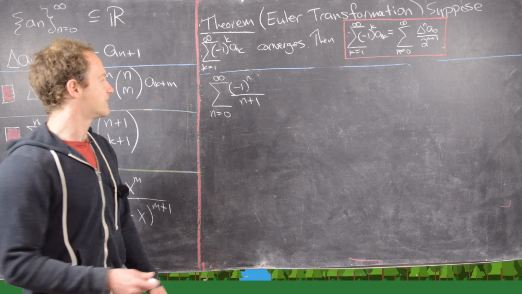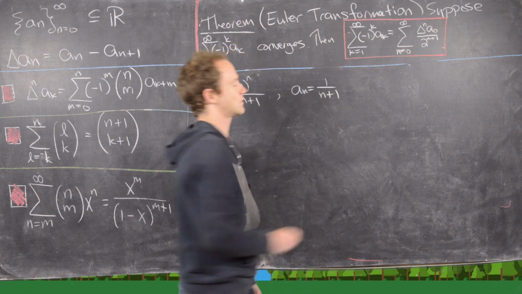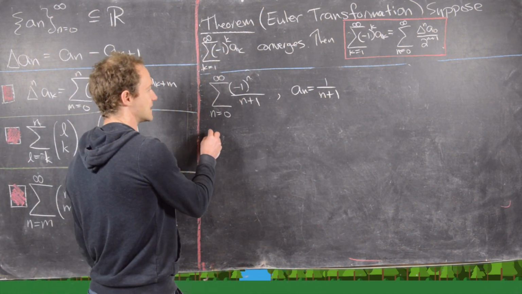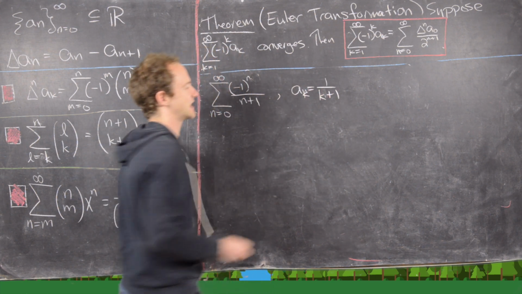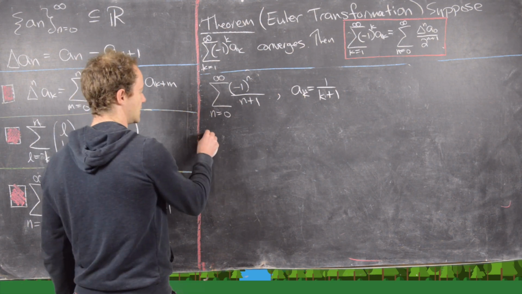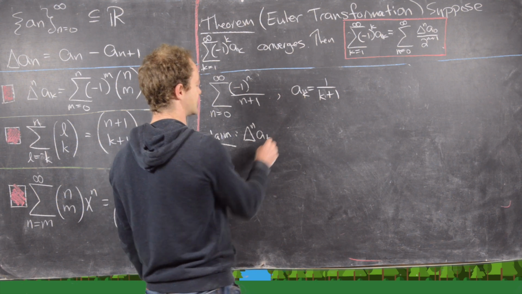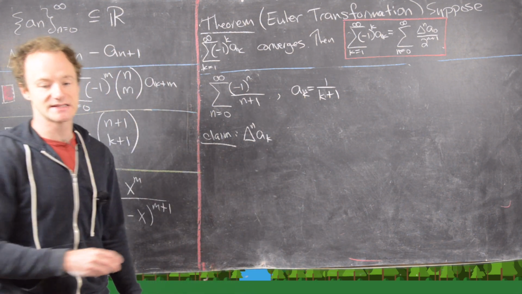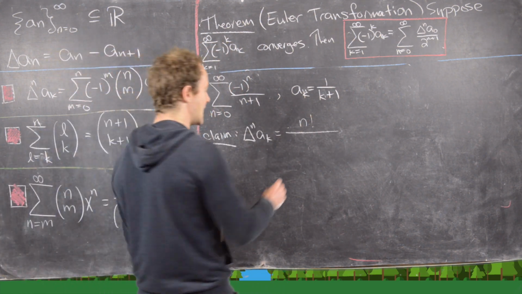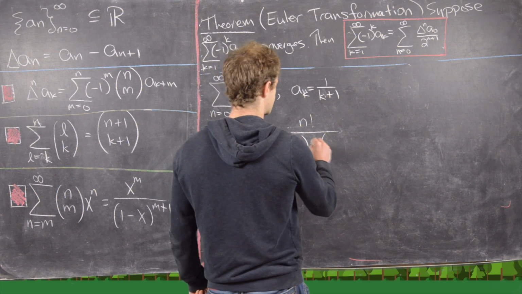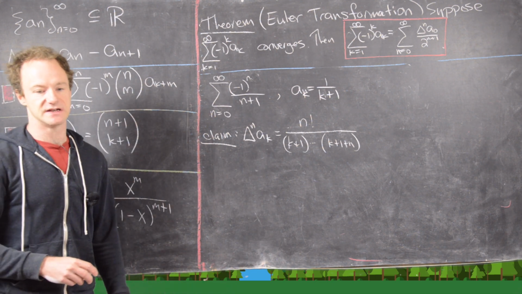Okay, so the first thing that we want to notice is that here we have a sub n is 1 over n plus 1. And then we want to make the following claim. Actually, I'm going to go ahead and write this as a sub k equals 1 over k plus 1. And now I want to make the following claim: if I apply the forward difference operator n times to a sub k, I should get n factorial over (k plus 1) times all the way up to (k plus 1 plus n). So I've got that rising product in the denominator.